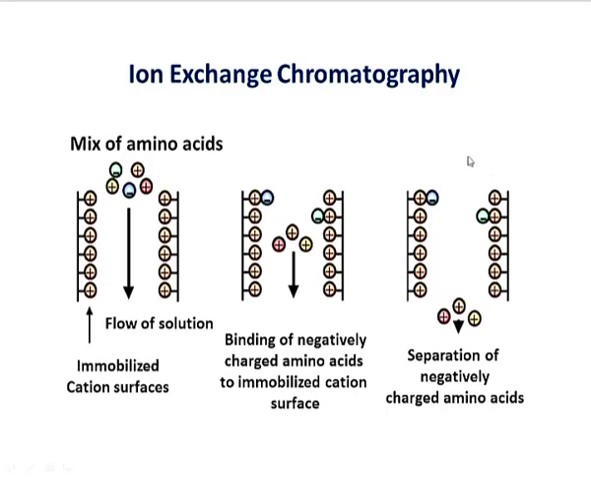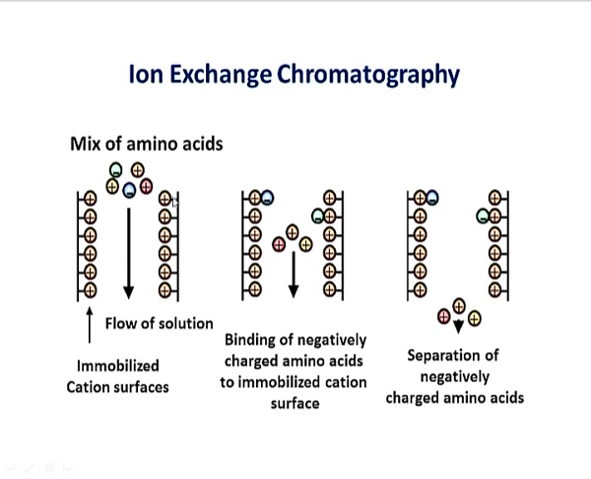Moving forward, I mentioned ion exchange chromatography, a very important method of chromatography as far as separation of charged molecules like amino acids and similar kinds of structures are concerned. In this case, your stationary phase must have some immobilized charged ions. Those ions could be cations or anions. In this particular diagram, we are seeing a stationary phase having immobilized cations.